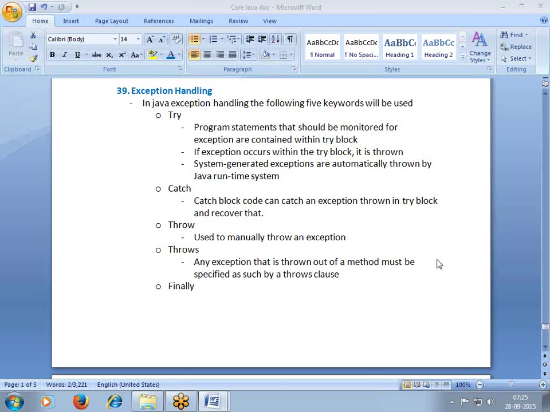So inside this method 1, this exception may occur. It is not handled inside this method 1. So this exception should be handled inside the calling method 2. So for that communication, we are using this throws clause. Got my point?